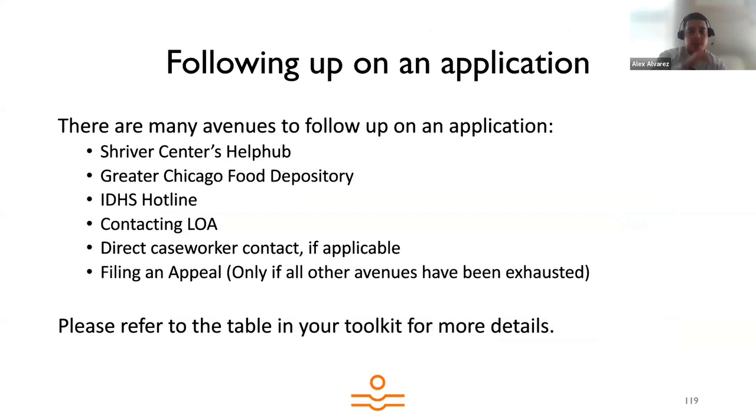All right. So to follow up on the application, there are a couple of ways to do that. You can go through the Help Hub, Sugar Center. You can also go through the Greater Chicago Food Depository. Again, the IDHS hotline is also available for that. You can also contact the LOA, and you can also contact the caseworker directly. This for me has been a bit difficult if you do try, but that is an option. And then if all else fails, you are also able to file an appeal. Again, refer to that toolkit. It does have all of these details regarding follow-up methods.